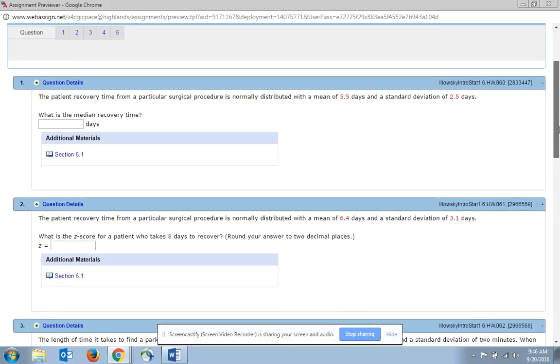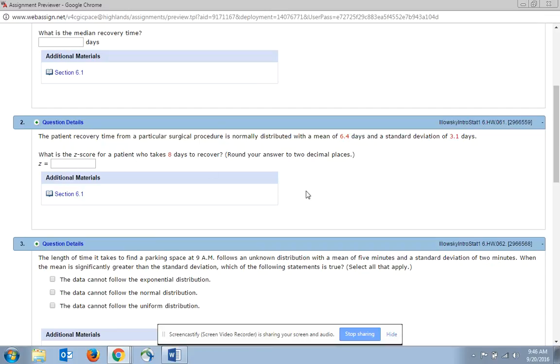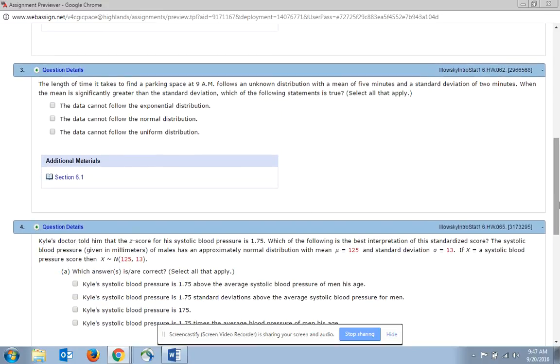So try that. Okay, number 2, you're solving for a z-score. Remember, the z-score equals the data value minus the mean over the standard deviation. Be careful when you put that in the calculator, and I would do it in 2 steps. The first thing I would do is data value minus the mean, enter, and then take that answer and divide by the standard deviation.